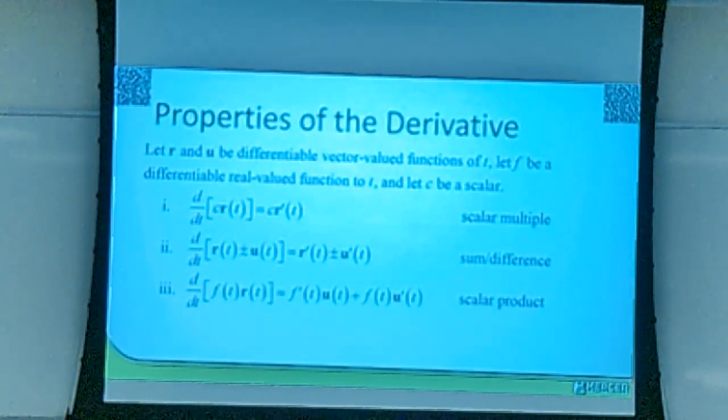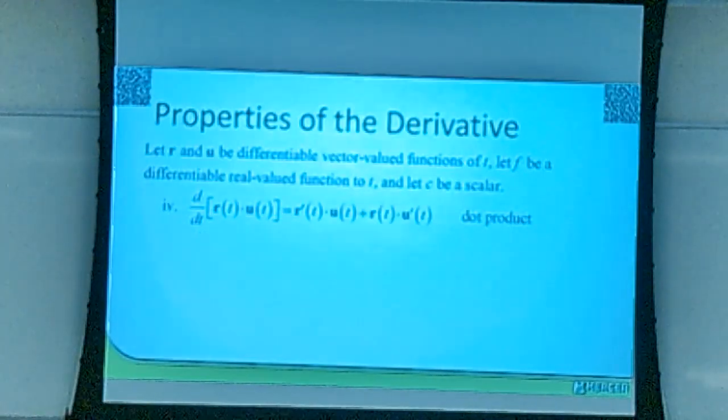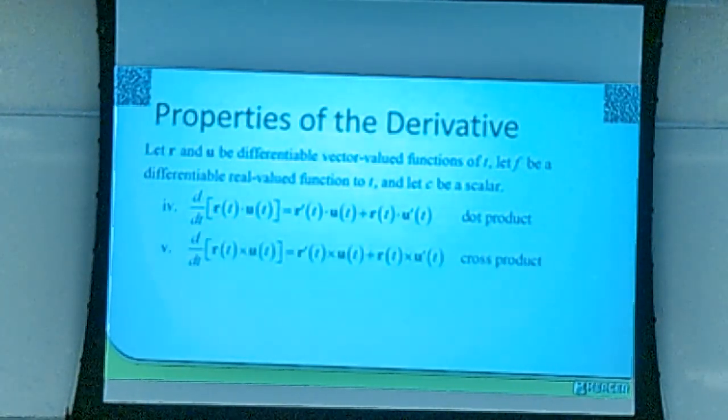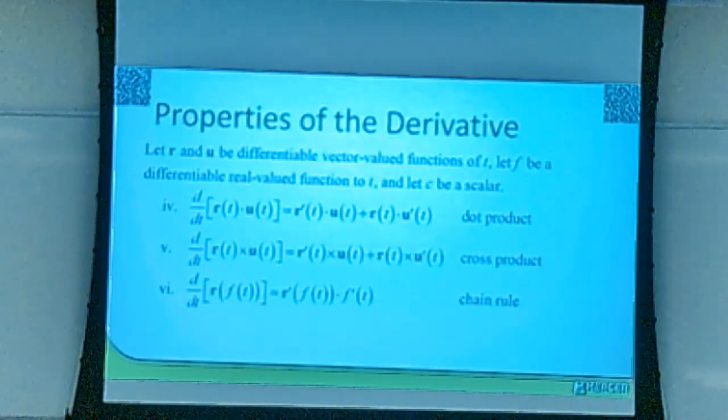The scalar product rule is exactly what you think it is. The dot product rule is exactly what you think it is. The cross product rule is exactly what you think it would be. There's no quotient rule, because there's no such thing as a quotient for vectors. You can't do a vector divided by a vector, it's not a defined operation. So you lost the quotient rule, at least for vectors. There's a chain rule.